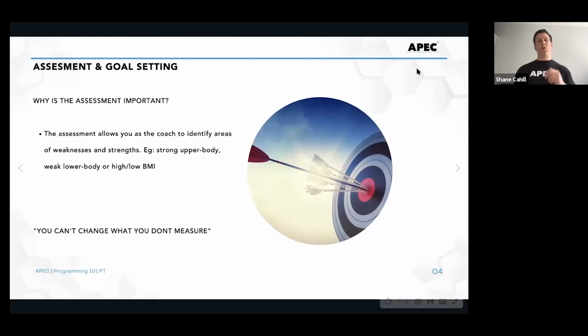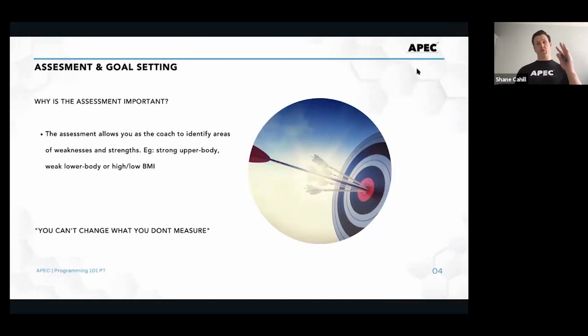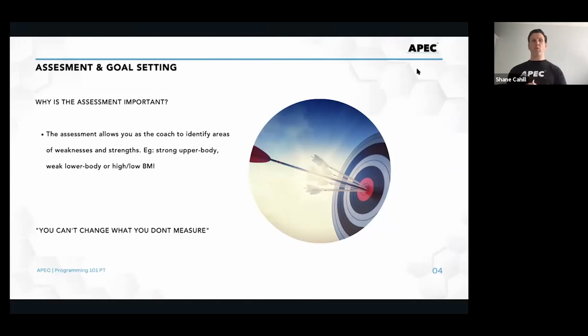Okay, the first thing that we need to do before we get anywhere near programming is we need to go through an assessment and we need to go through goal setting. So why is an assessment important? The assessment allows you as the coach to identify areas of weaknesses and strengths.